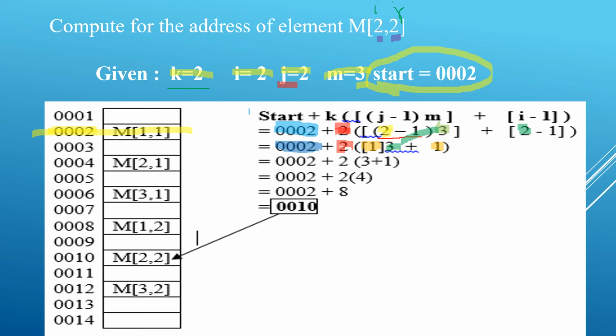Next, we first multiply 1 by 3. So 1 times 3 is 3, plus 1. So 3 plus 1 is 4, multiplied by 2. So 2 times 4 is 8. Plus our starting address of the first element, 0002 plus 8 is 00010. So, correct. Understood? Alright, good.